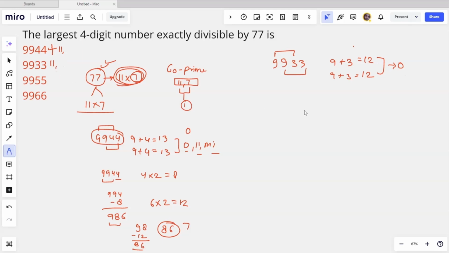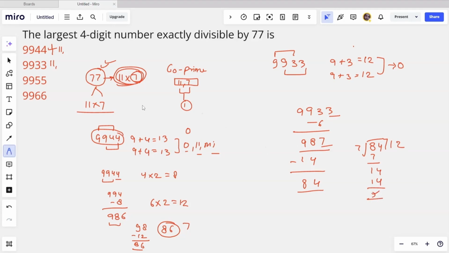Now let's check for 7. So 9933. Double the last digit, which will be 6. So 993 minus 6. What will it be? It will become 987. Okay. Now the number is still large. So we will double the last digit, which will become 14. So 98 minus 14, it will become 8 minus 4, 4, 9 minus 1, 84. And as you can see, 84 is completely divisible by 7.